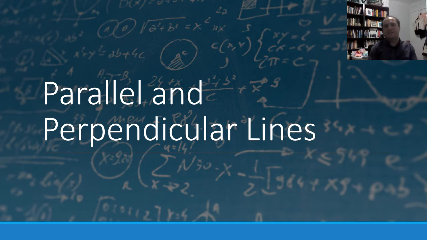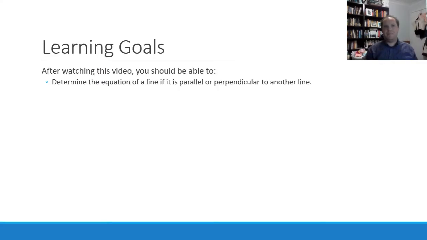Hi students, in this video we're going to look at how to determine the equations if we know that lines are parallel or perpendicular. So after watching this video you should be able to determine the equation of a line if it is known that it is parallel or perpendicular to some other line.